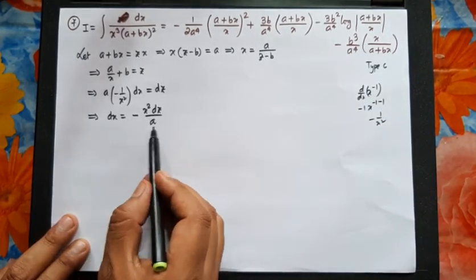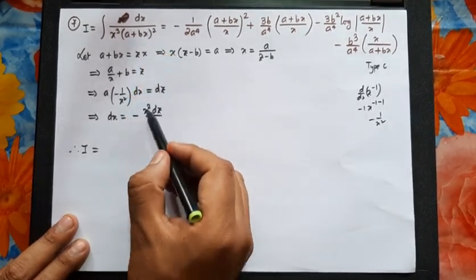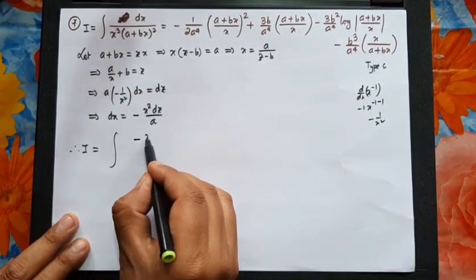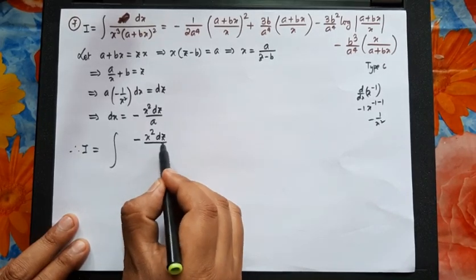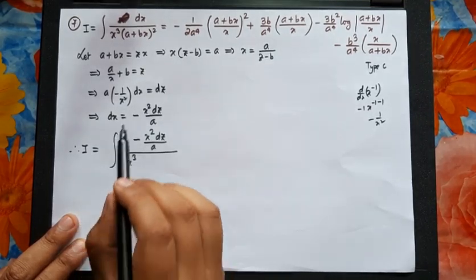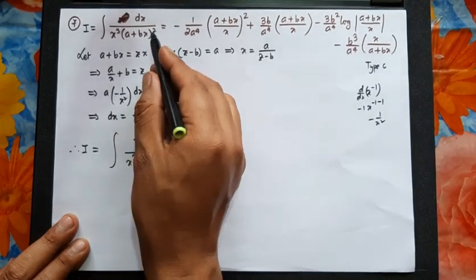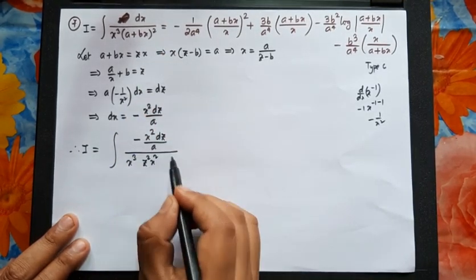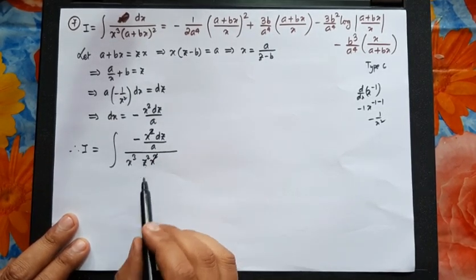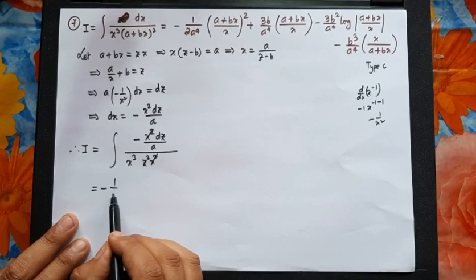Okay, so let us substitute all this in I. So my I becomes, we have dx equals to this much, right? So integral of, dx can be written as minus x square dz by a divided by x cube. Let me write x cube itself right now. a plus bx is how much? It is zx. So zx square is z square x square. Okay, so x square and x square get cancelled, right? So minus 1 by a can be kept outside.